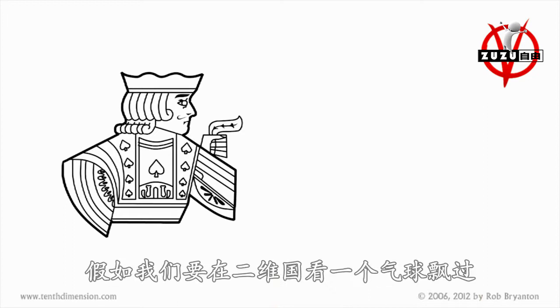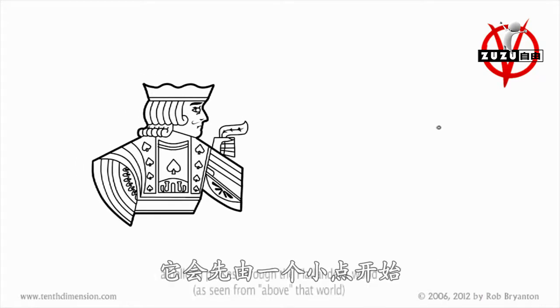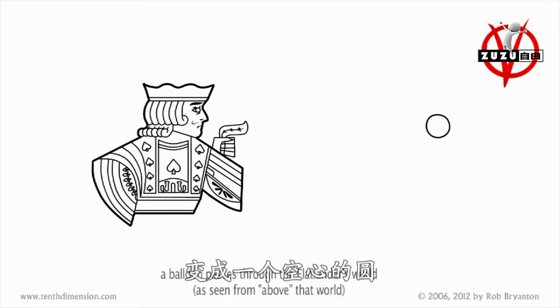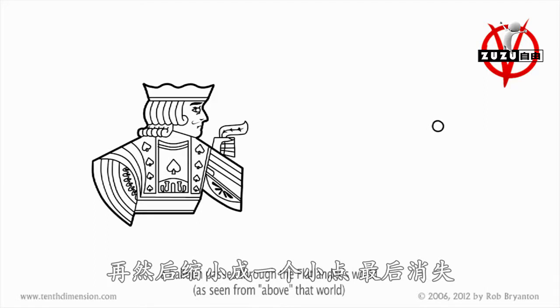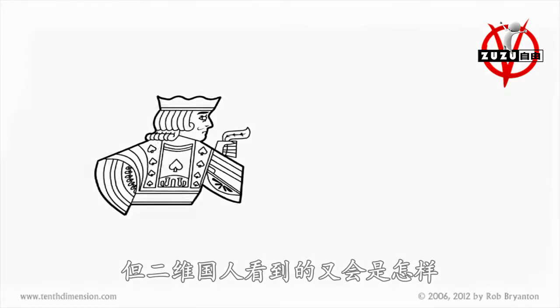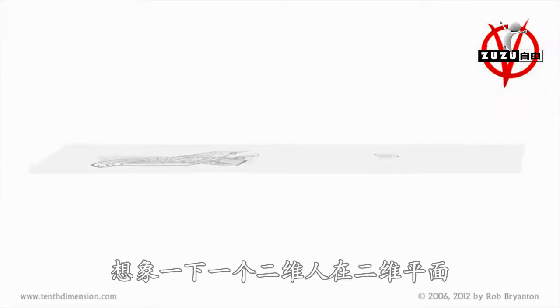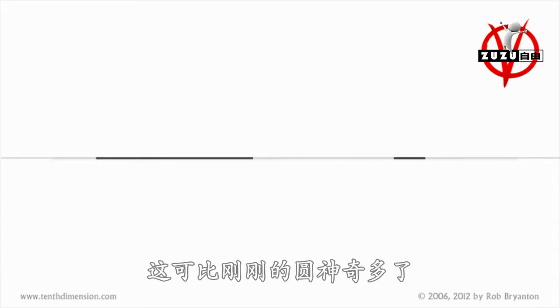If we were to watch a balloon passing through the Flatlanders' world, for instance, it would start as a tiny dot, become a hollow circle which inexplicably grows to a certain size, then shrinks back to a dot before popping out of existence. But what would the Flatlander actually see? Imagining the extremely limited viewpoint of a creature confined within this 2D plane gets even stranger than that.